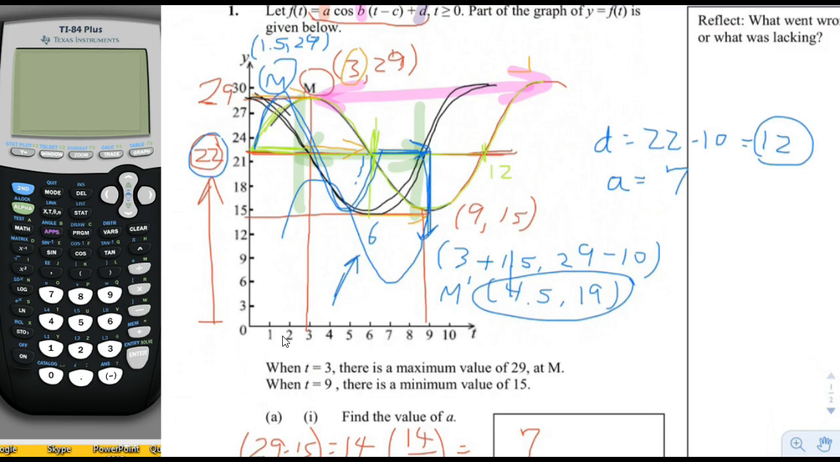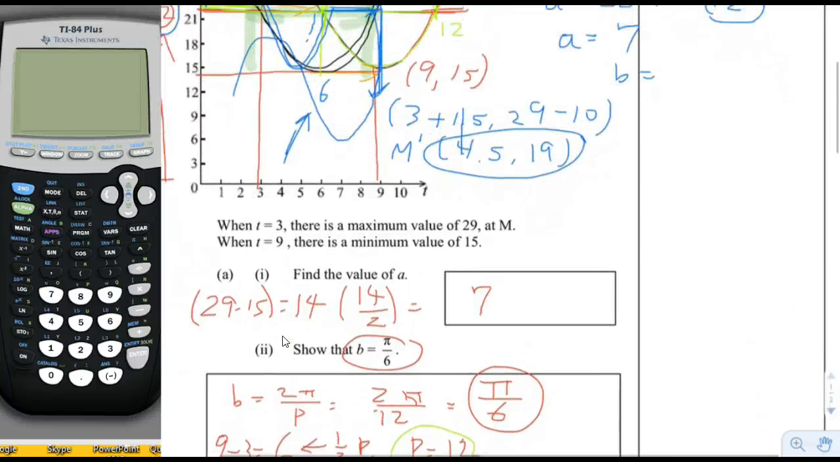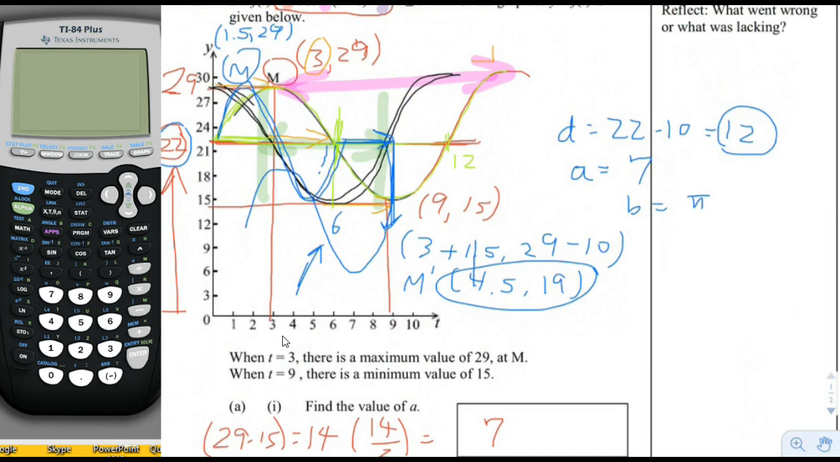Let's see, what about B? B probably has changed because there was a horizontal stretch by a factor of 1/2. So B should now be a little bit bigger than it was before. Before it was pi over 6. Now B is going to be pi over 6 times 2, because when you shrink the period, you're going to multiply B by 2. So that's actually equal to pi over 3.